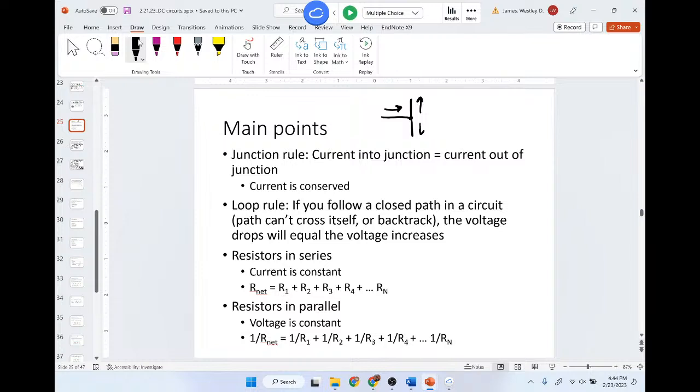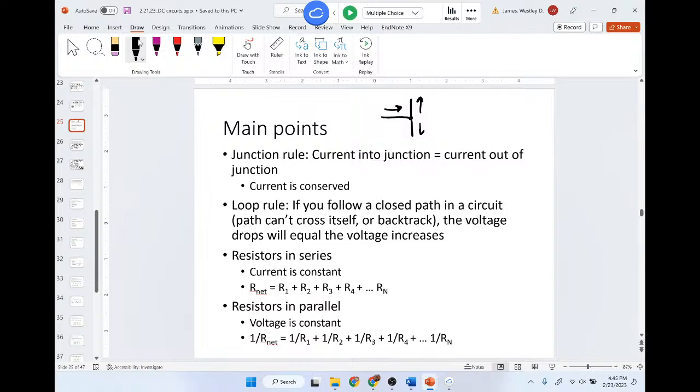Voltage does change when you hit a resistor or a battery or a capacitor. Okay? So voltage changes only when you hit a resistor or capacitor or battery. Current changes the second it splits and the path diverges.